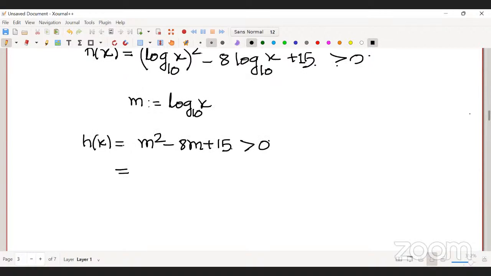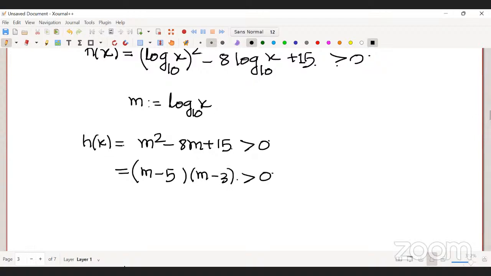You have two roots, 5 and 3. The sum of the roots is 8 and the product of the roots is 15. So then you have m minus 5 and m minus 3. So you want this product to be greater than 0, right?